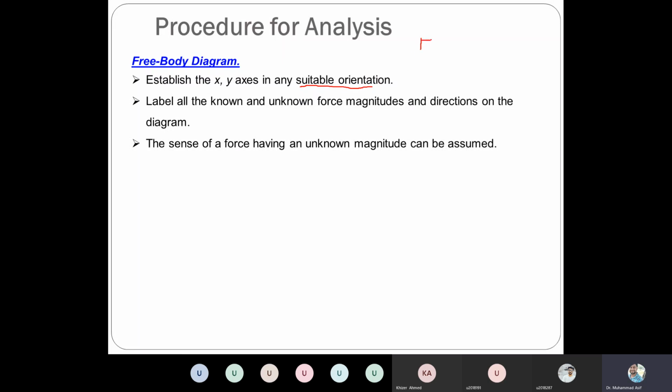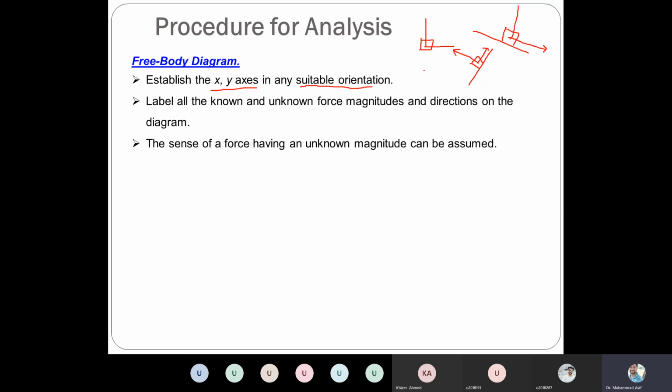Let's say this is a block. So we can choose the coordinate axes of this block, let's say the y axis and x axis, right? Similarly, let's say that block is on an inclined surface. For this case, we may choose that this is the x axis and this is our y axis. Similarly, if the block is placed in this orientation, we may choose that this is our x axis and this is our y axis. So you have to choose a suitable orientation for the x and y axes.